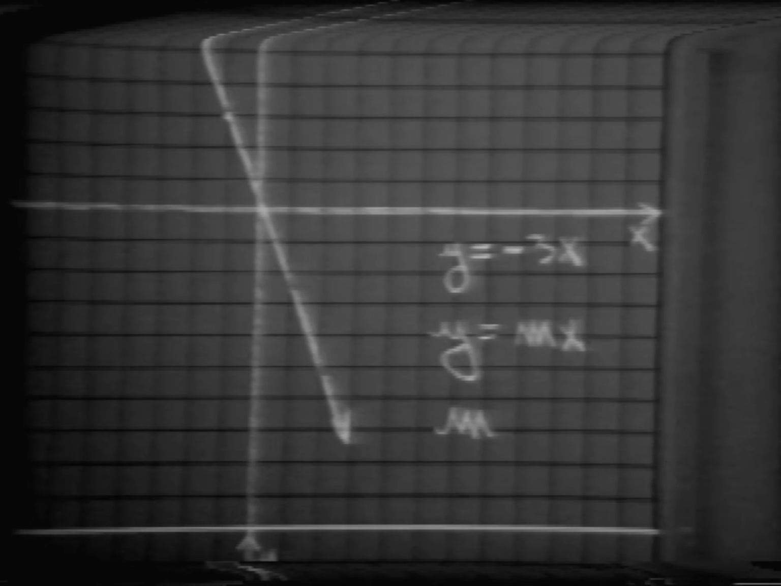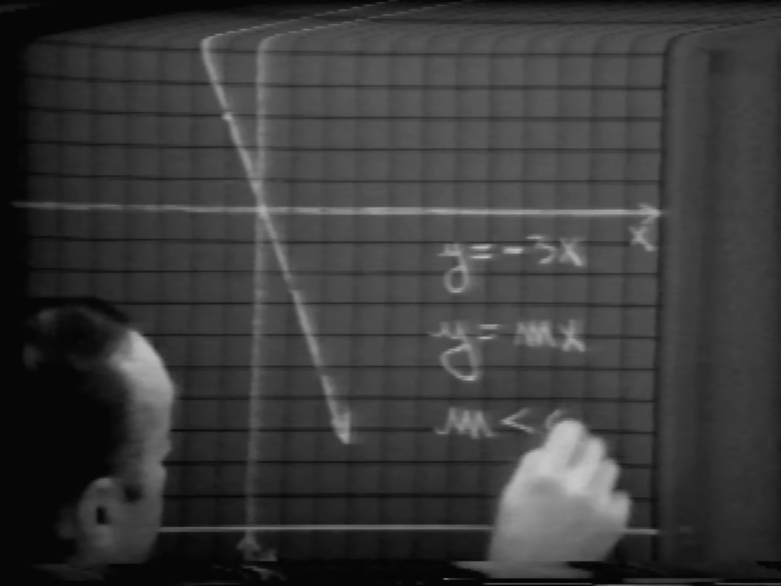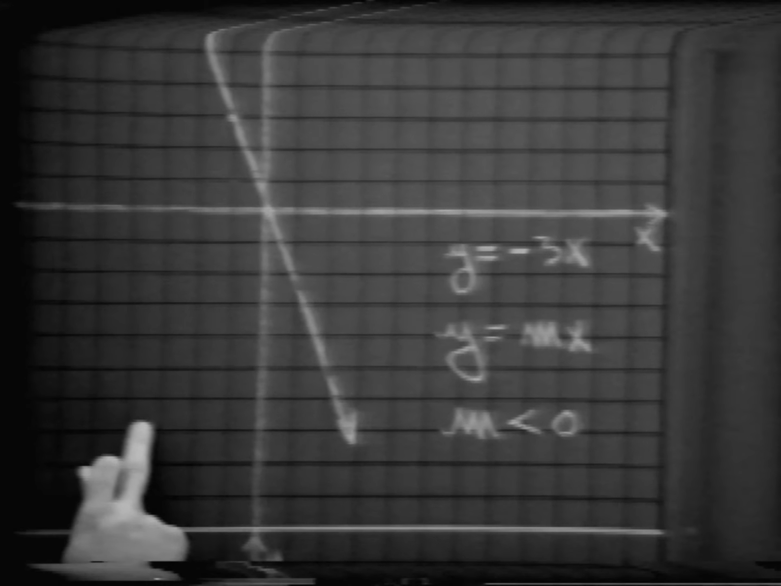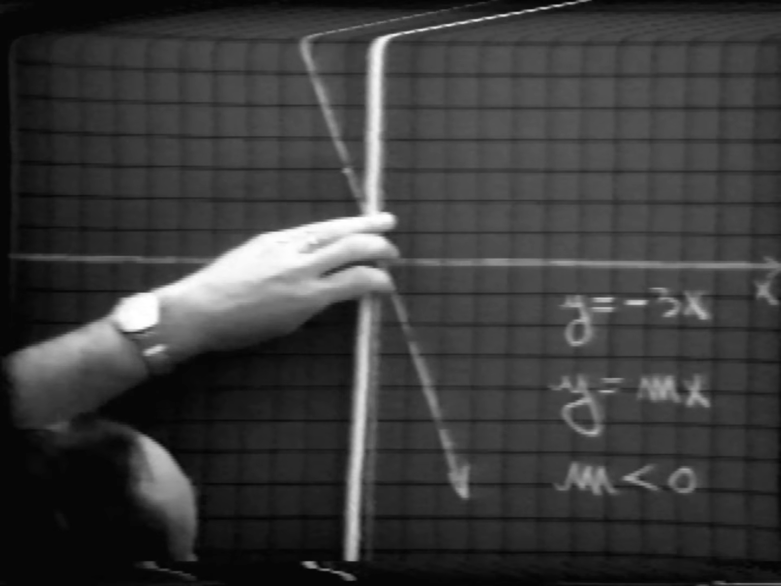Here's a special case of what we may think of again as y is equal to m times x. In this case, what can we say about m? M is less than 0. Is this a function, by the way? Do we have a function here? Yes. And I think you will agree that for any one value of x, there exists one and only one value for y.